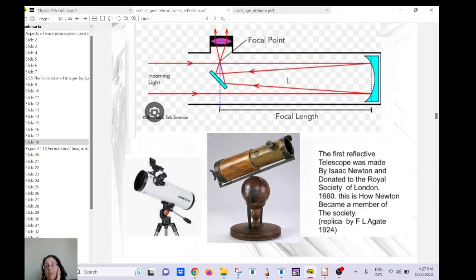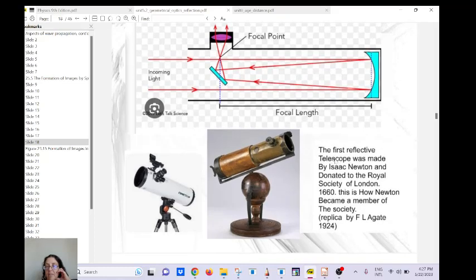You don't want to put your head here in the way, because then you're going to get a dimmer image. So you put your eye here on the side and not here. The first telescope, the reflective telescope, was designed by Isaac Newton. That's a copy of it, 1660.